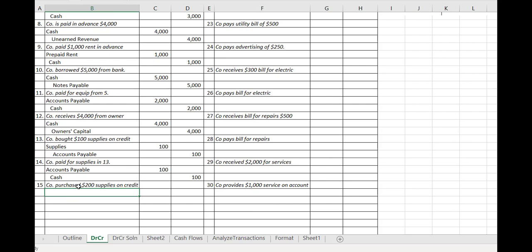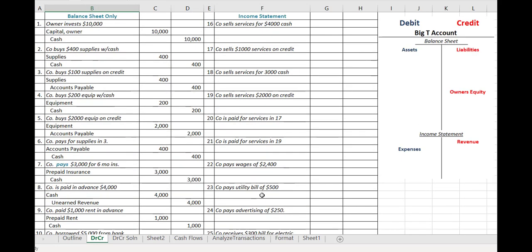Okay, and now company purchased $200 of supplies on credit. Again, I'm going to increase the asset supplies by 200. And this is on credit, so it'd be a credit to accounts payable for 200. Okay, let's see if we can get through the rest of these now. Those are all just balance sheet accounts, and notice how I've got the debit to the left and the credit to the right. The debit always has to go first, and then the credits come later.